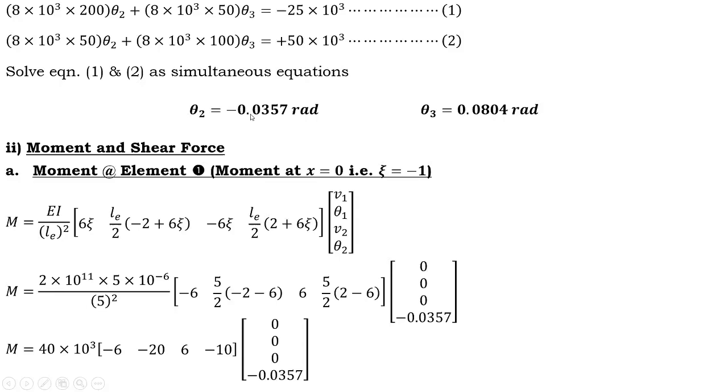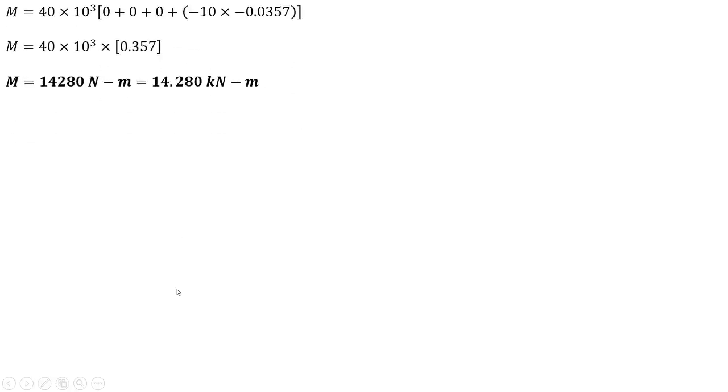Theta 2 that I just calculated, I am going to substitute here. After simplification, I'll get the value of m2 as 14.28 kilonewton meter. This is the moment in the first element on the left hand side, where x is equal to 0.